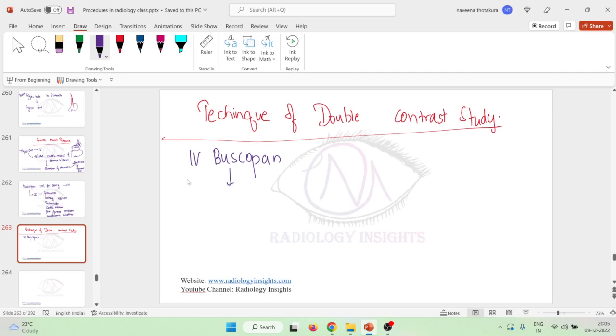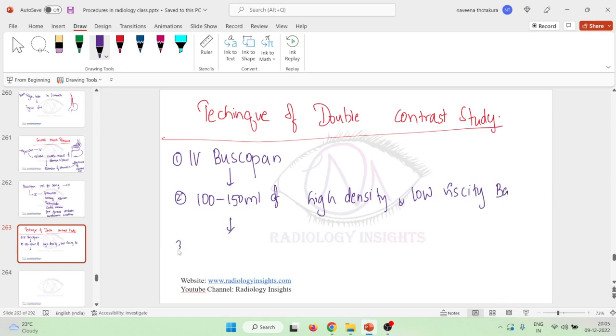First you give IV Buscopan, just before giving barium. Then after that, you give 100 to 150 ml of barium, obviously high density and low viscosity barium. Followed by this, you give a gas forming agent. Okay, these are the three steps. We have three agents, we have three steps, obviously, in giving contrast.